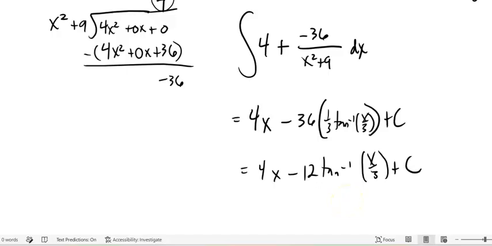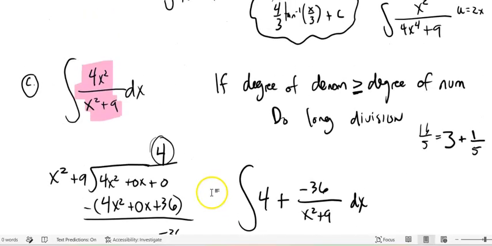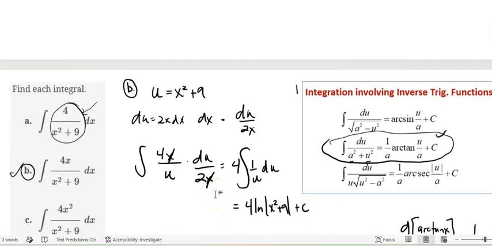Okay, so new methods. If this degree is equal to or less than this degree, long division. And then look out for our new inverse trig functions.